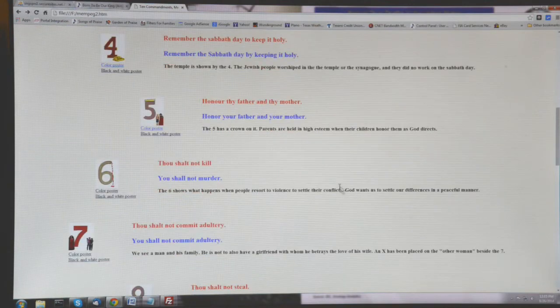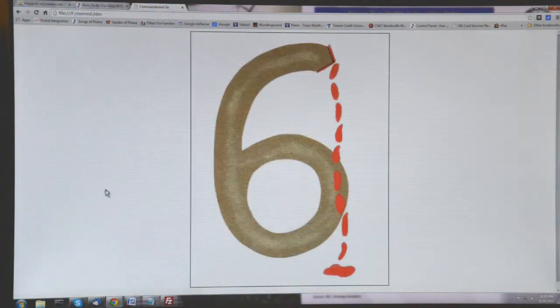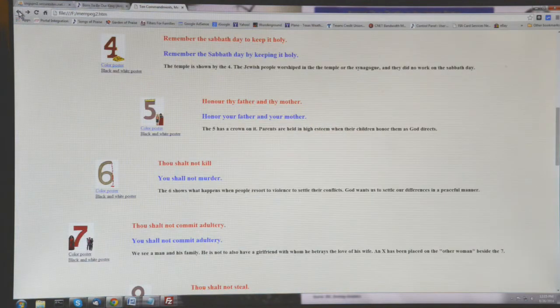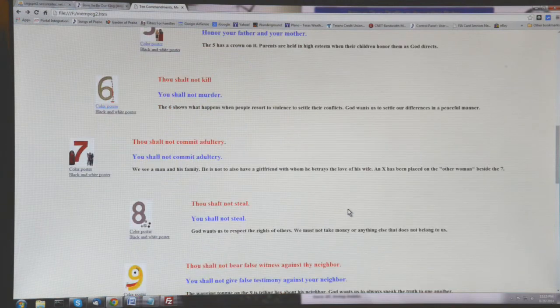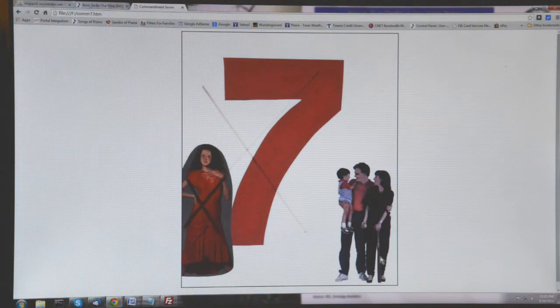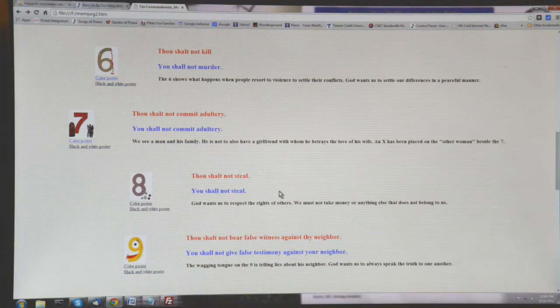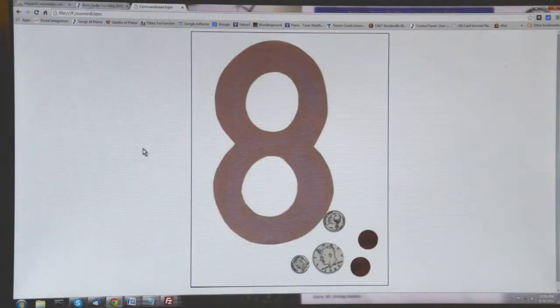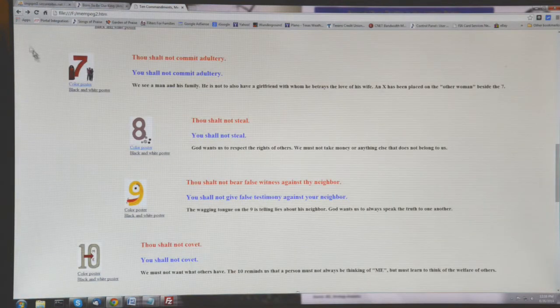Number 6, thou shalt not kill. The 6 has blood dripping from it. That will remind us that number 6 is thou shalt not kill. Number 7, thou shalt not commit adultery. We have a 7. Here's the man with his wife and his family. This is the other woman, and we have X'd her out because he is not to have another woman beside his wife. Thou shalt not steal. We have an 8, which is commandment 8, and we have the coins there. Of course, we're not supposed to steal anything.